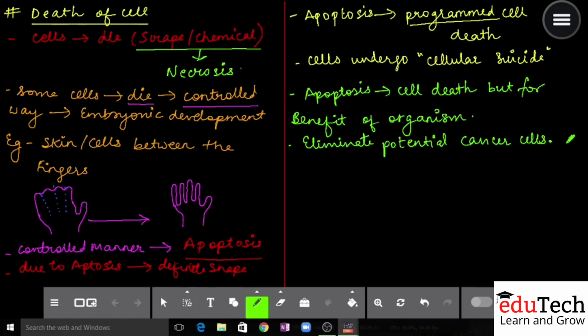In this concept you have studied two important things, what necrosis is and what apoptosis is. Don't get confused. Apoptosis is extremely beneficial for humans, for organisms. Necrosis is not. So apoptosis may help you in different functions. We took the example of fingers. It can also eliminate potential cancer cells.